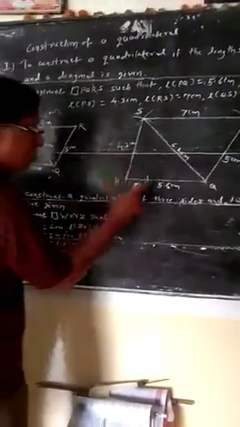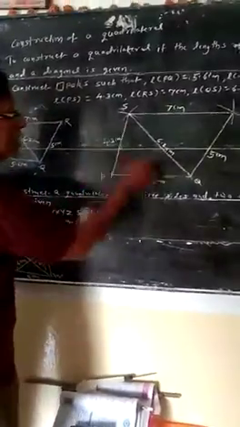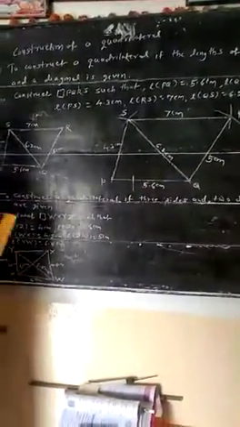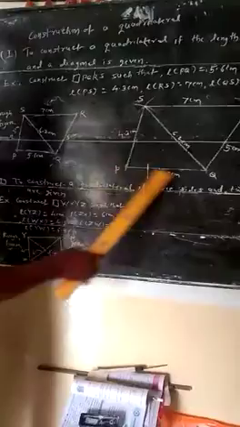Four sides: 1, 2, 3, 4, and one diagonal. If four sides and one diagonal are given, this is the construction of a quadrilateral.